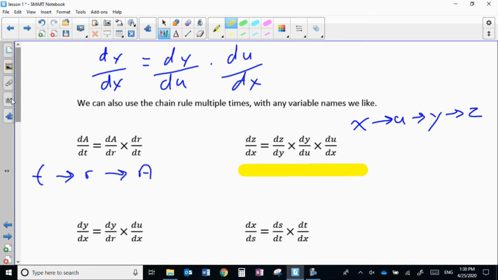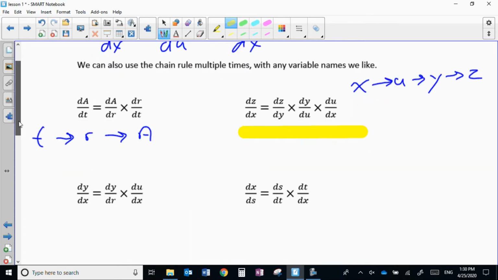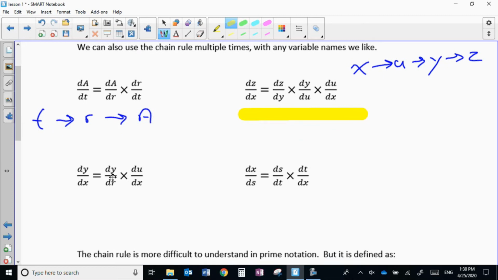Okay, let's look at some that don't. So these next two don't work. dy by dx equals dy by dr times du by, oops, do you see the issue we have with the dr and the du? Those need to be the same in order for it to work. So we could make this correct if we rewrote this as, say, dr. Okay, now it works.